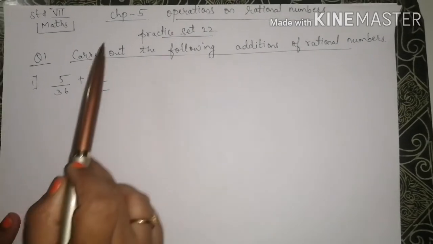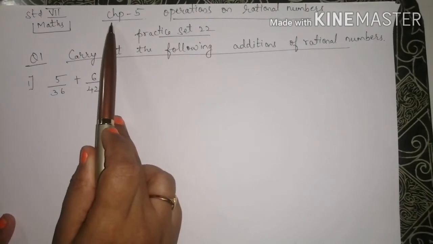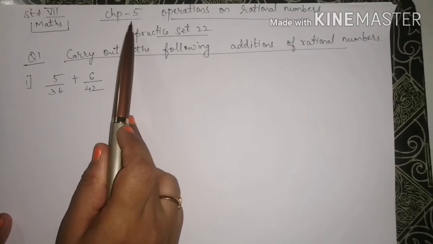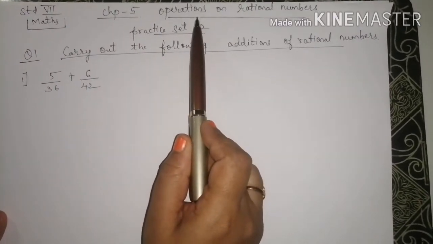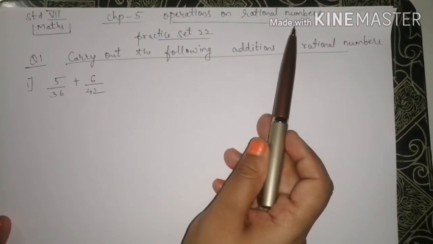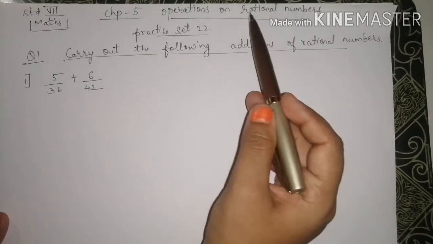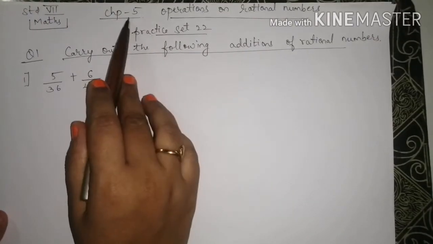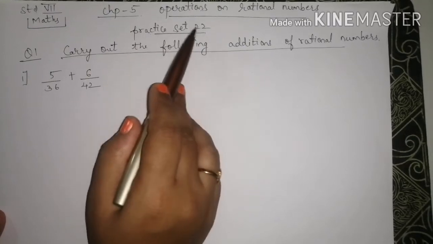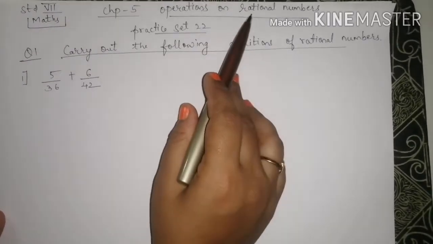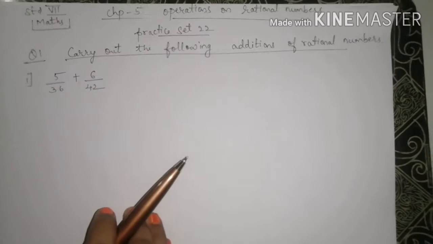Welcome students. Today we are going to start with our next chapter, that is chapter number 5. Its lesson name is Operations on Rational Numbers. Now children, what are rational numbers? Before starting with this chapter 5 practice set 22, let me introduce you what are rational numbers.